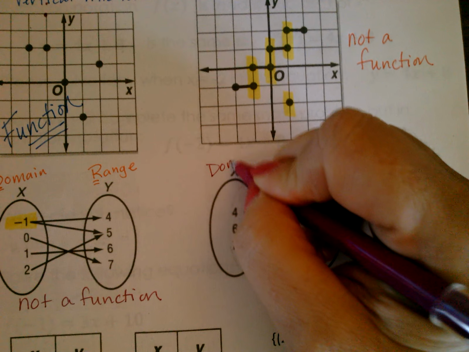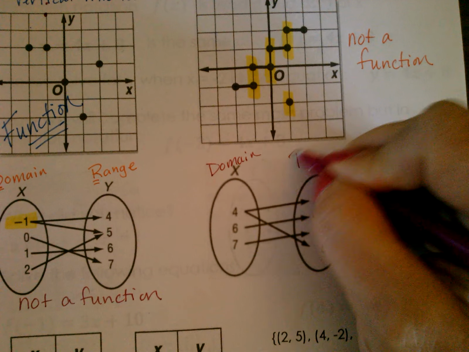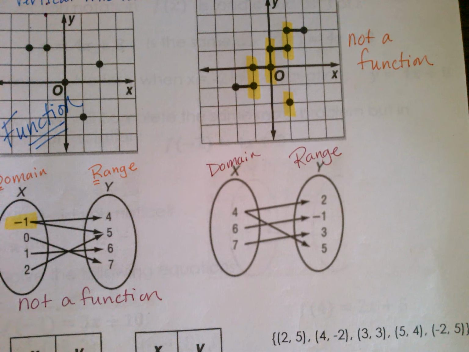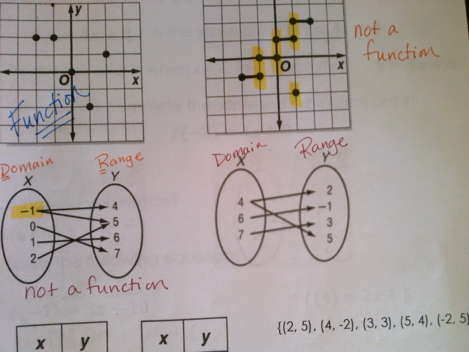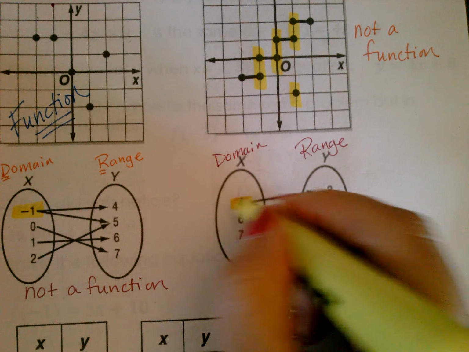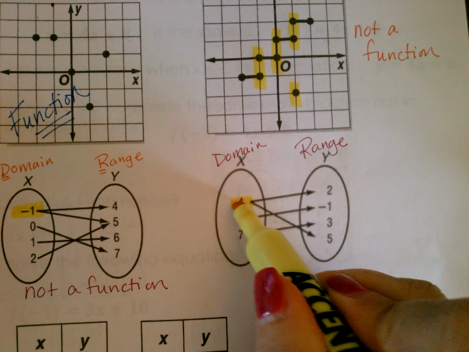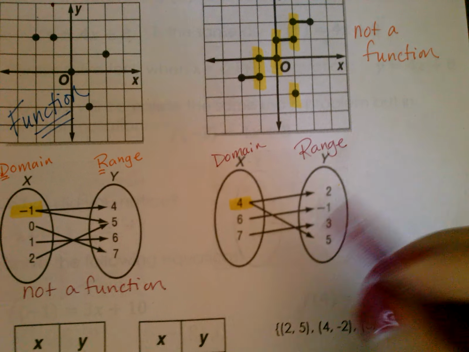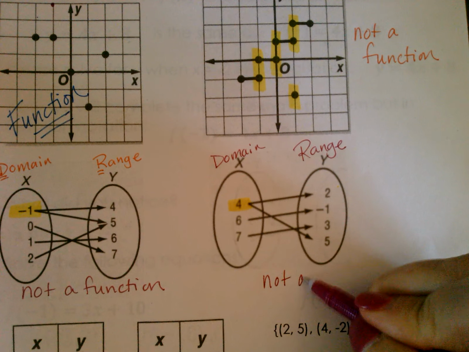So if this is my domain, and this is my range, would this pass the vertical line test? Why or why not? Hopefully you said no, because 4 is being paired with 2 and 5, so not a function.